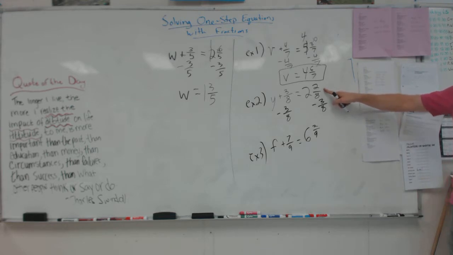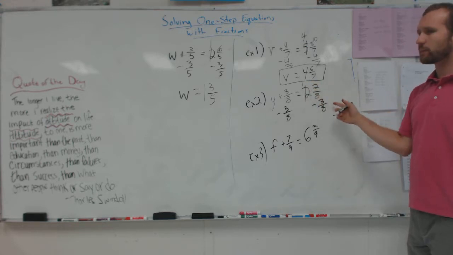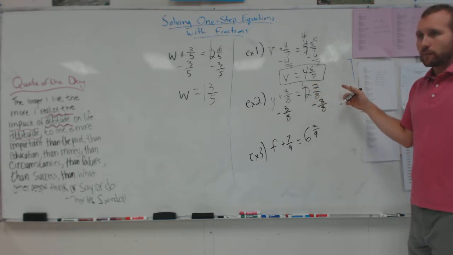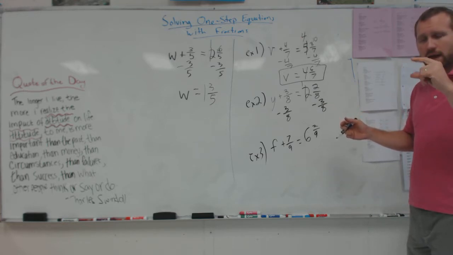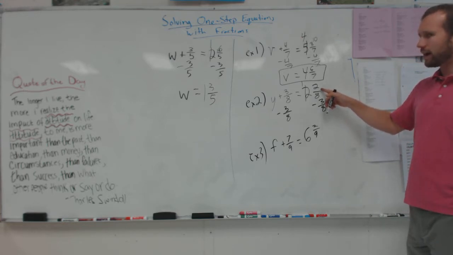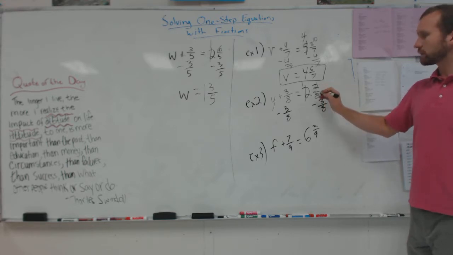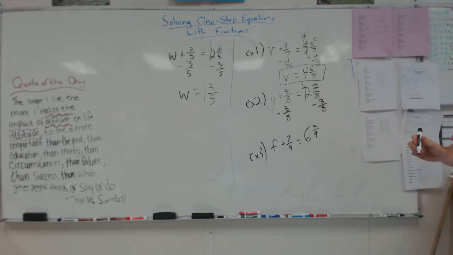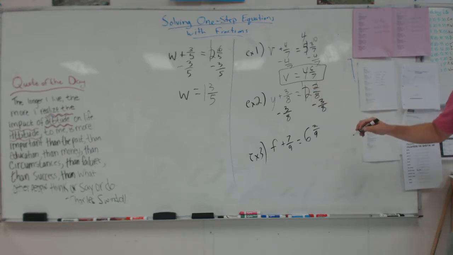I only had 2/8. I can't take away 3, so I'm going to borrow here. That's going to be 1. How many 8ths am I borrowing? Borrowing 8/8, because that's 1. 8 over 8 is 1. But I already had 2/8, so now I have 8 plus 2, how many 8ths, Oliver? I borrowed 8 here. I already had 2. So I have 10/8.